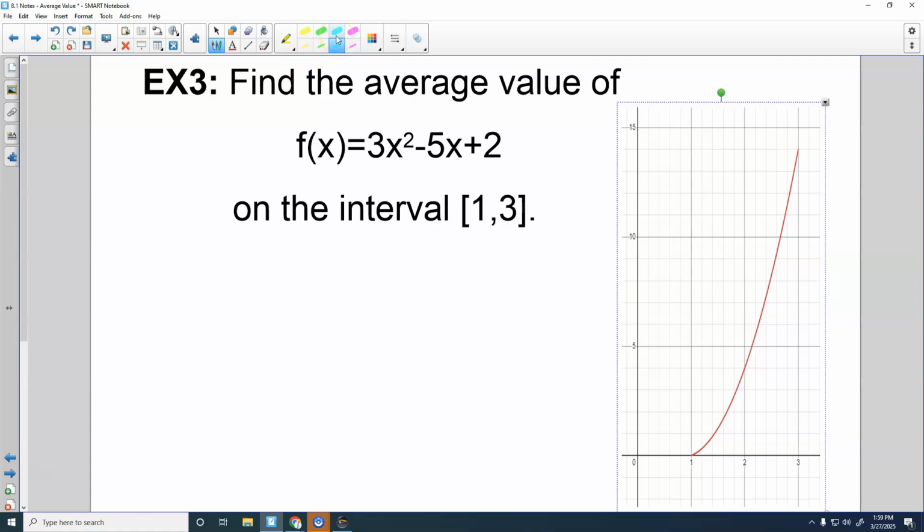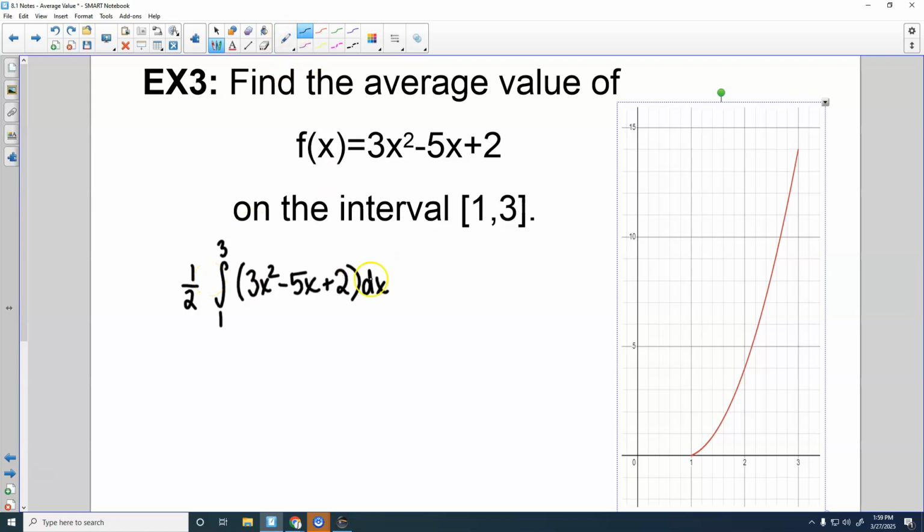So to find average value, I need to integrate, which would look like this. We'll have the integral from 1 to 3 of 3x squared minus 5x plus 2 dx. And then I would have to divide by the width of the interval, right? And what is the width of our interval here? 2. So we'll usually write this out front like 1/2.